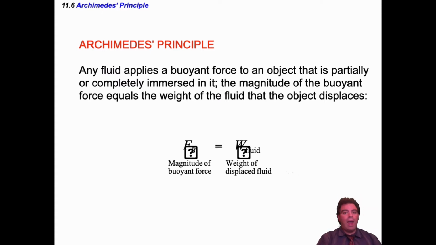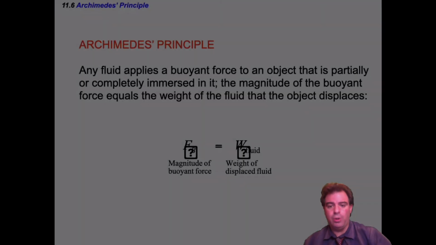The first person to actually study the force of buoyancy was Archimedes. And we have what is called the Archimedes principle. It states that any fluid applies a buoyant force to an object that is partially or completely immersed in it. The magnitude of the buoyant force equals the weight of the fluid that the object displaces. And that is very important because it gives us a formula to calculate the force of buoyancy.